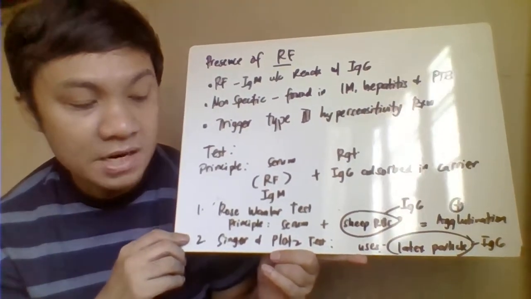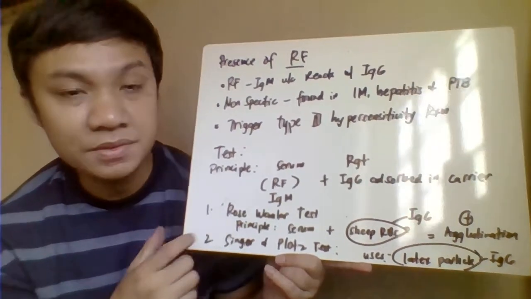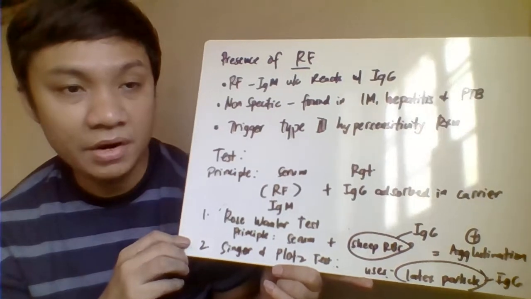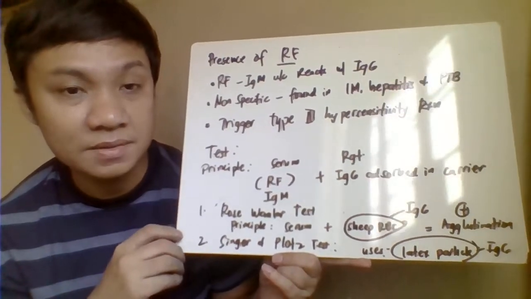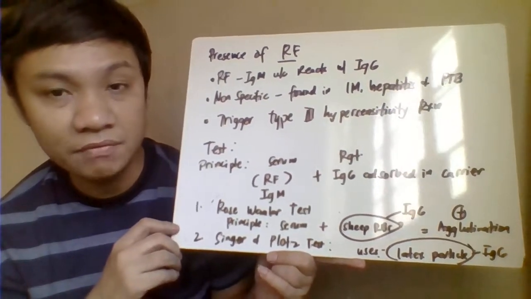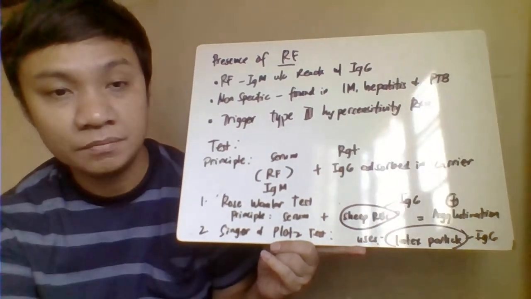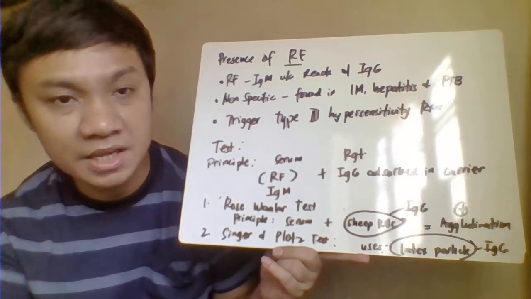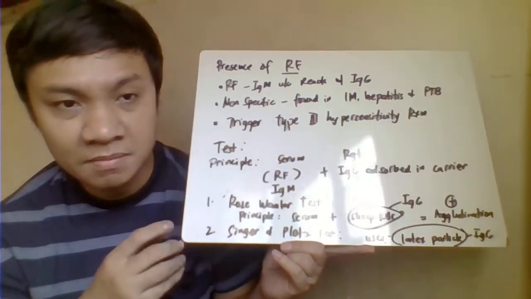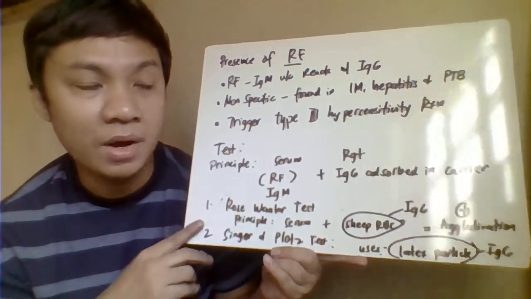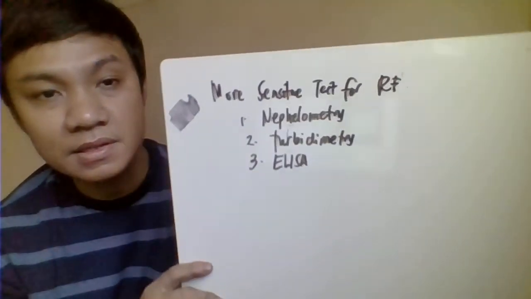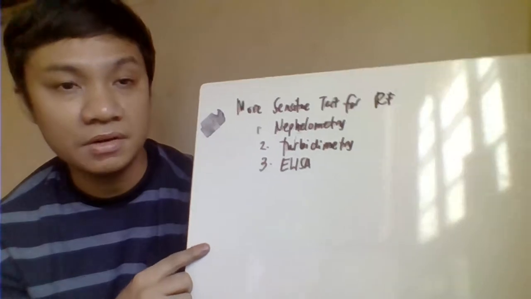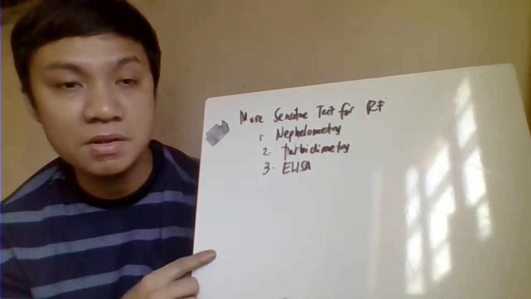Another one is the Singer and Plotz test. It has almost the same principle as the Rose-Waller, only that the carrier particle for the IgG is a latex particle. So the positive result for that would be latex agglutination or latex fixation. There are some false positive reactions with this one, so you could use more sensitive tests for detection of RF. You could have nephelometry, turbidimetry, or an enzyme immunosorbent assay.